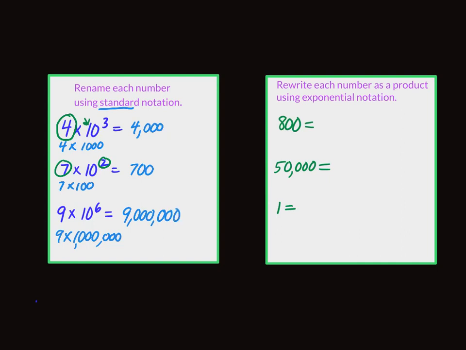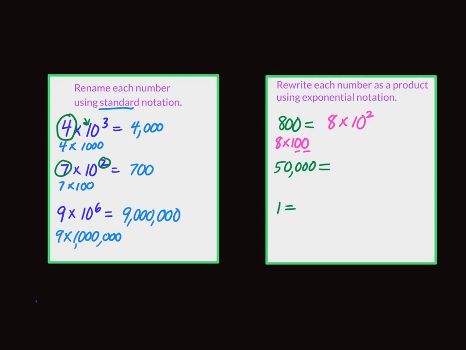All right, so now we need to rewrite each number as a product using exponential notation, which is the opposite of what we just did. So we're looking at 800. If I break that down, that really means 8 times 100. So I'm going to change my 100 to a power of 10. So it's going to be 10, and how many zeros are in 100? There are 2 zeros, so my exponent should be a 2. So my answer for that one, 8 times 10 to the second.